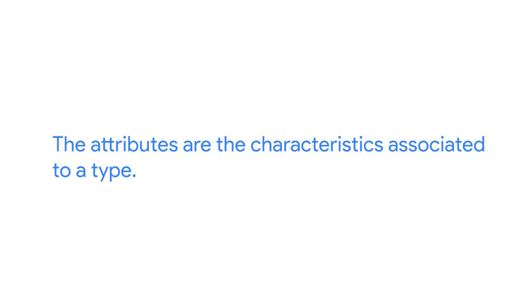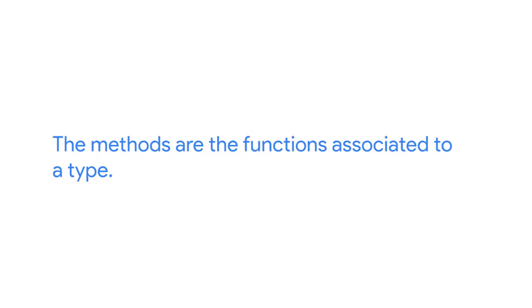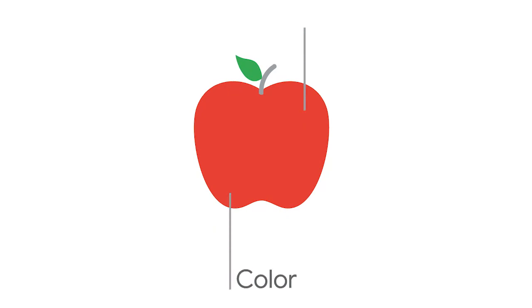The core, apple pun intended, concept of object-oriented programming comes down to attributes and methods associated with a type. The attributes are the characteristics associated to a type, and the methods are the functions associated to a type. In the apple example, the attributes are the color and flavor. What would the methods be?